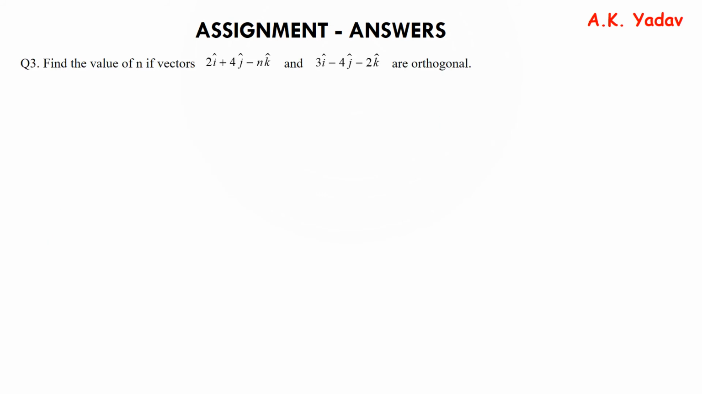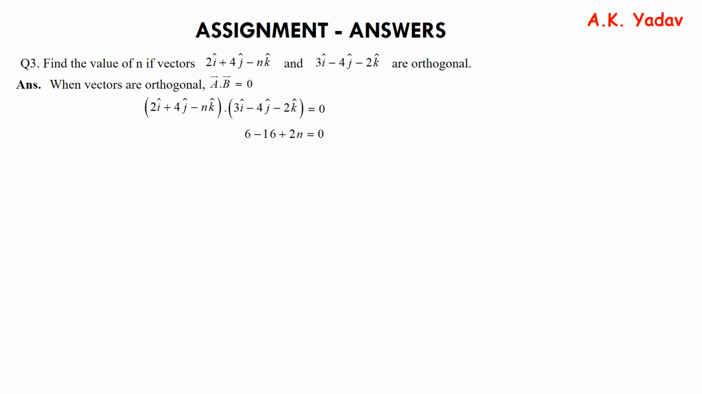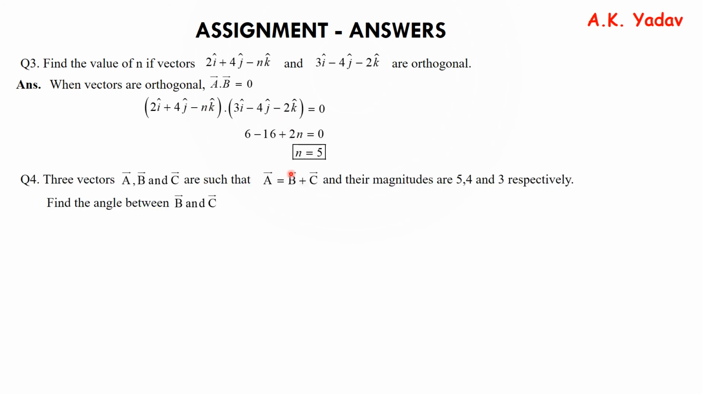Question number 3, find the value of n if vectors 2i plus 4j minus nk and 3i minus 4j minus 2k are orthogonal. When vectors are orthogonal, A dot B is equal to 0. Let's put the value of A and B and put it equal to 0. Now in this I dot I, that is 6, because I dot I is 1, 2 into 3 is 6. Then similarly for J dot J, it gives minus 16 and then plus of 2n. On solving, we get n is equal to 5.